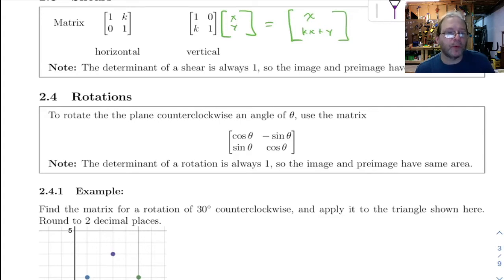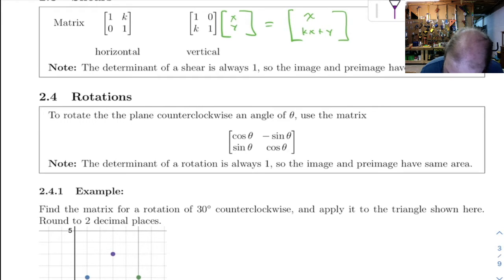Okay, next up, let's look at rotation matrices. To rotate the plane counterclockwise about the origin by an angle of theta, use this matrix here. And notice the determinant of this matrix is always going to be 1. That makes sense because if you're rotating the plane, you're not changing the area of anything, and you're not changing anything's orientation.